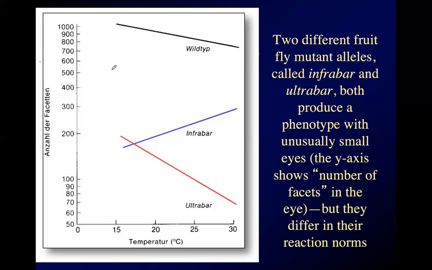If you raise your flies at 15 Celsius, you have about 1,000 facets per eye. That number goes down with increasing temperature until, when you raise your flies at 30 Celsius, that's what, 85 Fahrenheit or so, you have maybe 700, 800 facets. So the number of facets is actually temperature dependent.